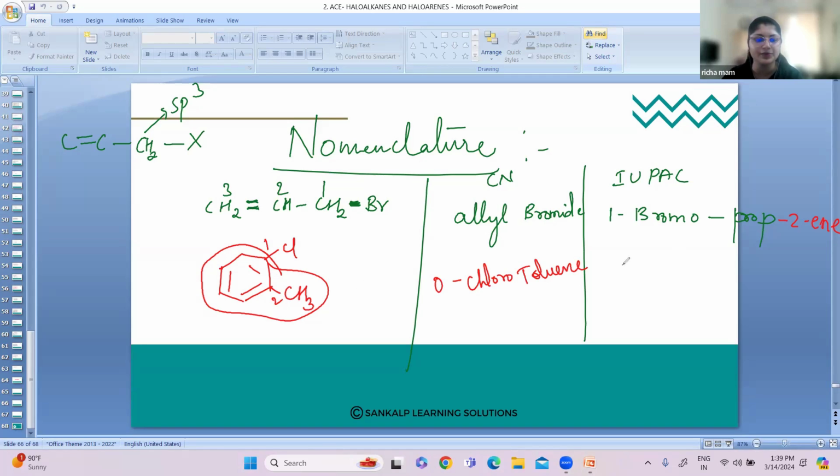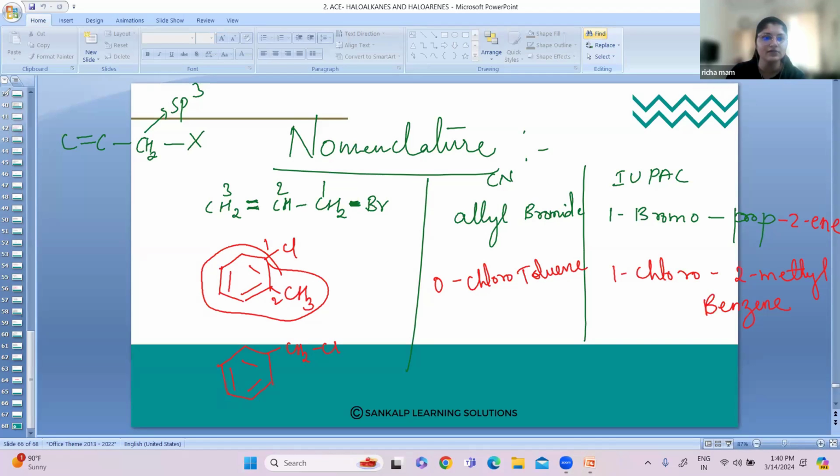Now the IUPAC name. The IUPAC name is 1-chloro-2-methylbenzene. So this is the IUPAC name. Okay. Next compound.